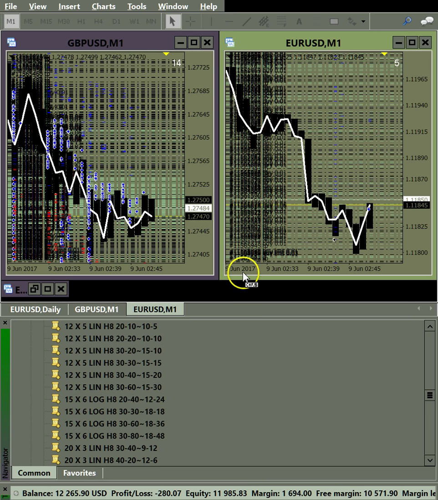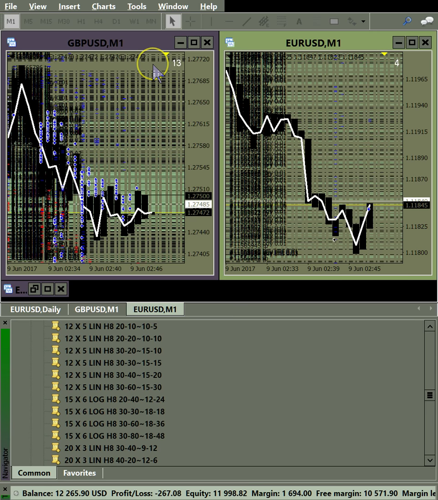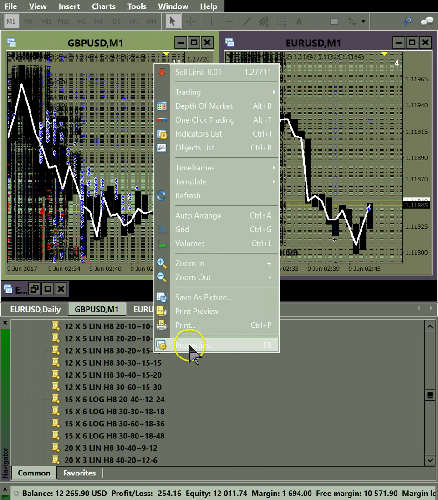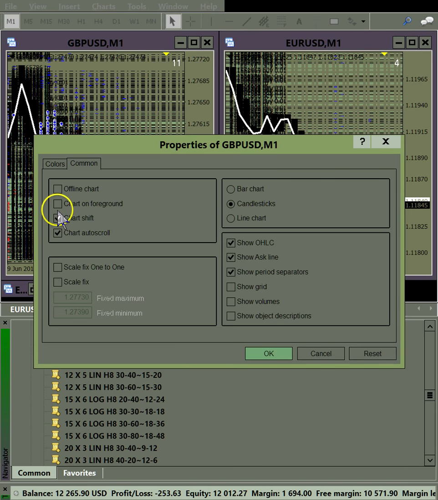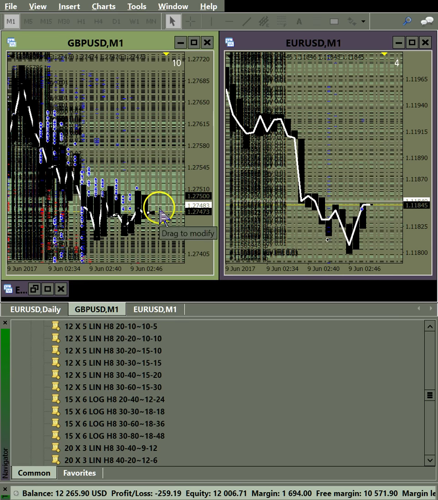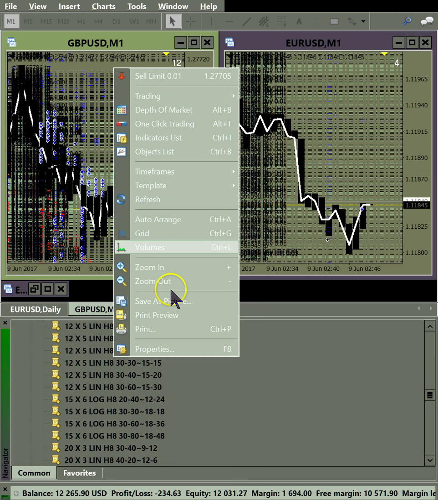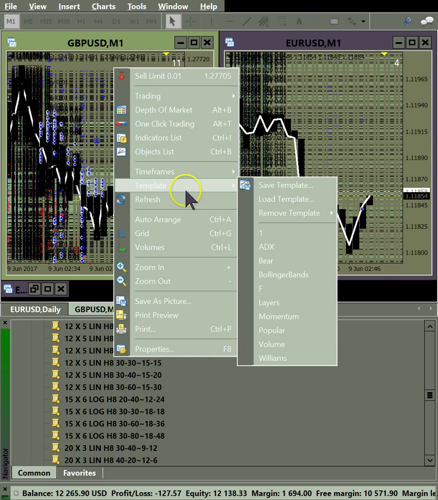So it's both 1 minute charts, right? So people are asking about the line. You have to go to your properties and say chart on foreground. If I do chart on foreground, the bars will go on top of your moving average signal. It's a structure. It's price over time. This is Gann. Gann is price over time.